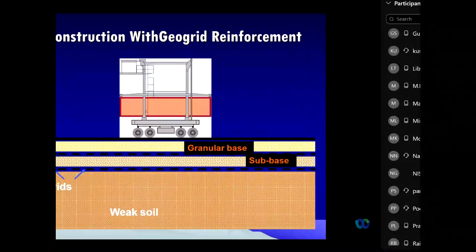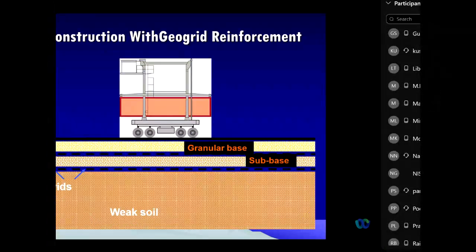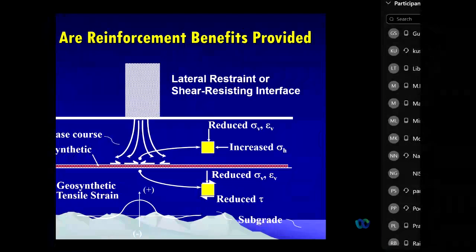So the earlier case was construction without geogrid, and this is now the construction with the geogrid reinforcement. Now you can see how steeply the load is distributed in your pavement. You have a granular base course and granular sub-base course, separated by this layer of geogrids. This is a weak soil. Now you can see the effect. So by making this kind of arrangement, this kind of construction, how are we going to benefit? Our ultimate aim is that we are going to reduce the sigma V and epsilon V.